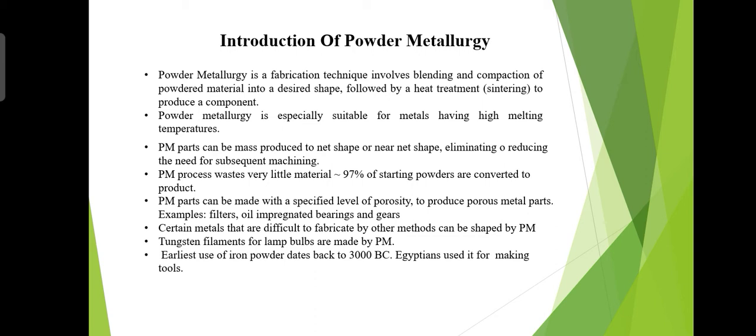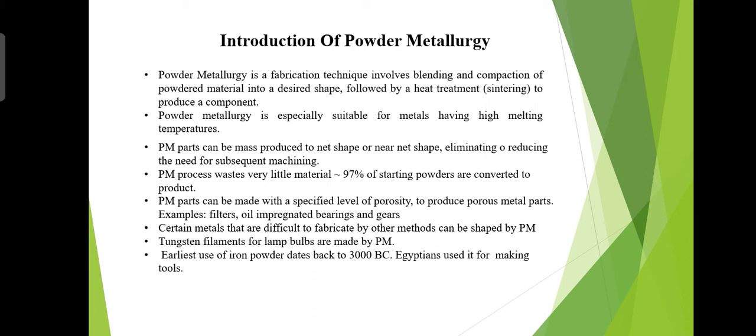Machinability is the property of any metal: if the metal can be easily machined, then machinability is good. But some materials are so hard that they are not able to be machined. So powder metallurgy is useful in this case.